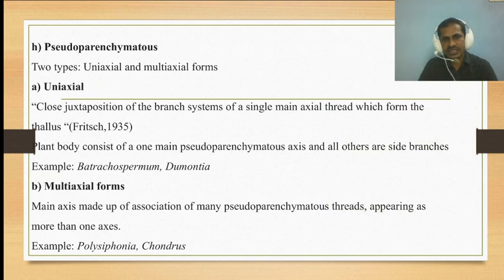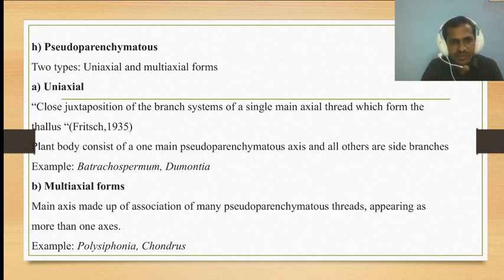The next form is pseudoparenchymatous, which is also called uniaxial and multiaxial. In uniaxial, there is close juxtaposition of the branch system, with a single main axial thread forming the thallus. The plant body consists of one main axis and all others are side branches, for example Batrachospermum, Nemalion and Dumontia.